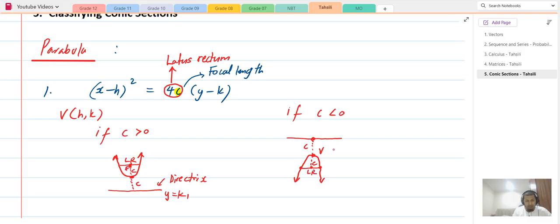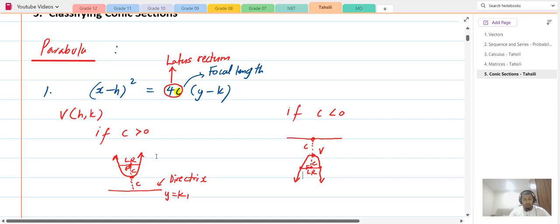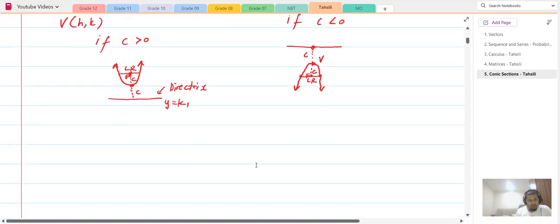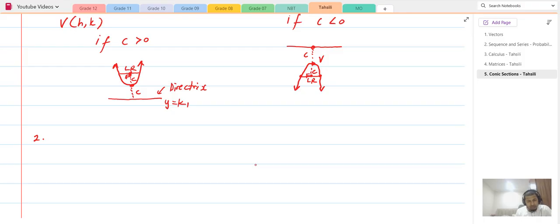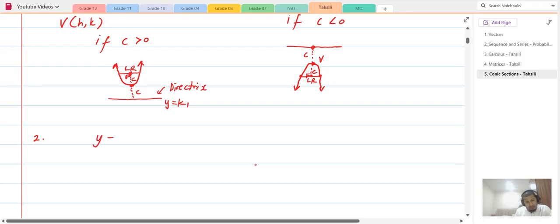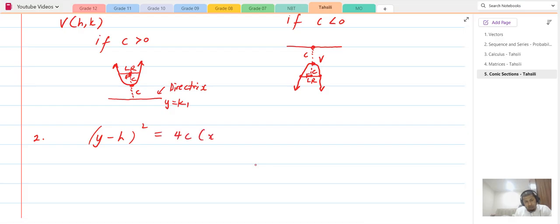Now we know we have a focus point, we have a latus rectum, we have a focal length. This is when the parabola opens upwards and downwards. What happens in the case when it opens sideways? So we have (y minus k) all squared is equal to 4c into (x minus h). Your vertex is basically (h, k), so you get the h from the x and the k from the y.